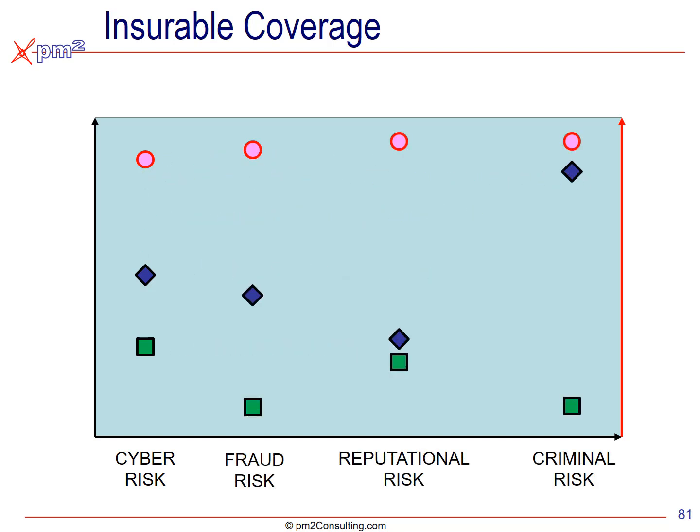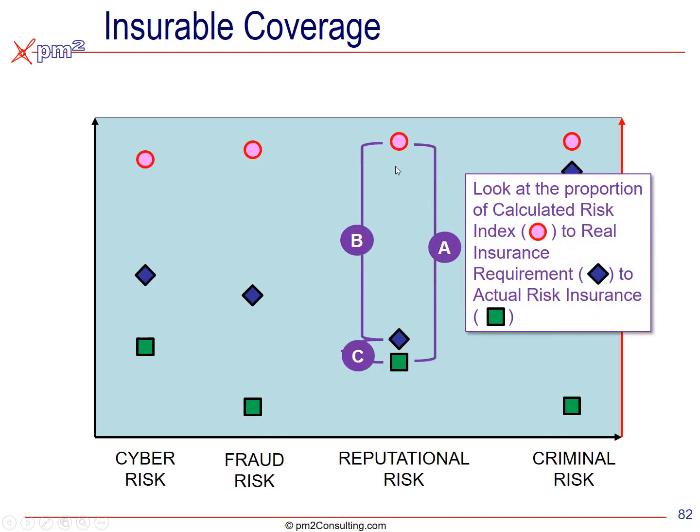Now, if we took a look at different types of risk, fraud risk, the expenses related to protecting ourselves against reputational risk, criminal risks, we began to see a different proportion between the overall calculated risk index, the actual risk insurance that they had, and the correct amount of insurance that they should have had. And what we discovered is some risks were always in proportion. So in this example, this gap is about twice that gap. So what it meant is we could just use this calculated index and multiply it by 0.66 to come up with the insurance we should have.